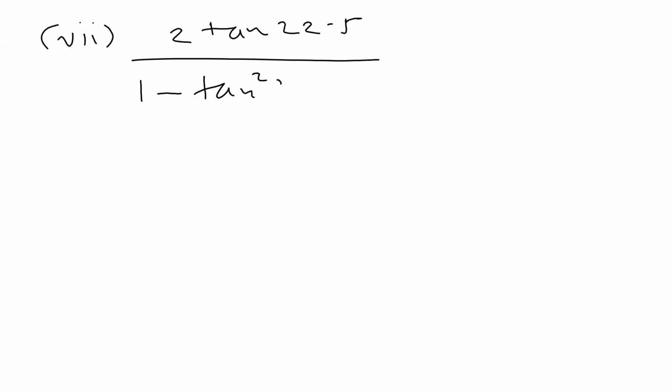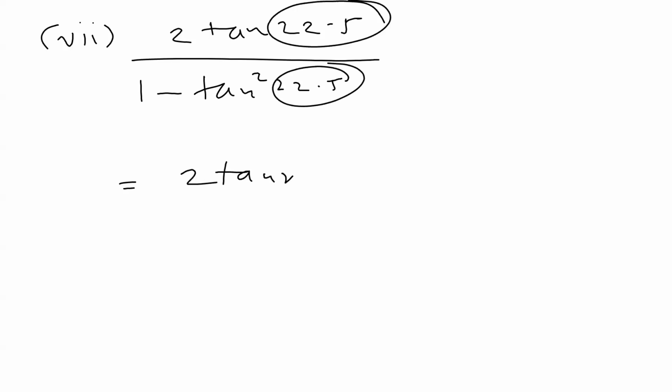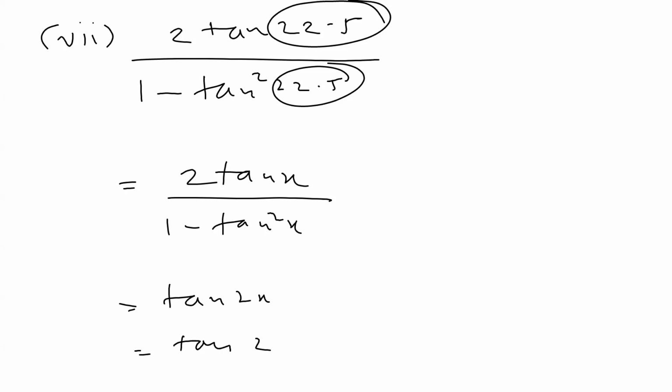Seventh one, 2 tan 22 and a half, 22 and a half is 22.5, upon 1 minus tan square 22.5. So let this be alpha or x. Let's take x this time. So 2 tan x upon 1 minus tan square x. This is equal to tan 2x, the double angle formula for tan. So tan 2 into x, x is 22.5. So this is tan 45, which is equal to 1.